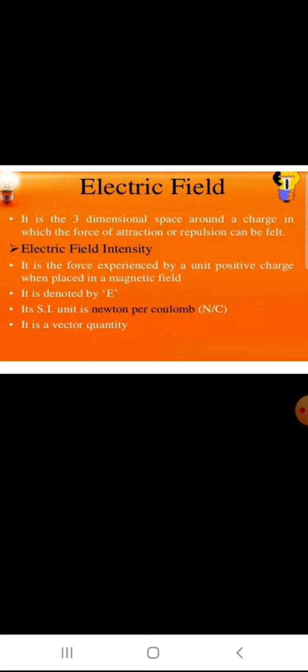Electric field: the three-dimensional space around the charge in which force, attraction and repulsion are experienced. Electric field intensity is the force experienced by a unit positive charge when placed in an electric field. It is denoted by E. Its SI unit is Newton per Coulomb, with the symbol N/C. It is a vector quantity.